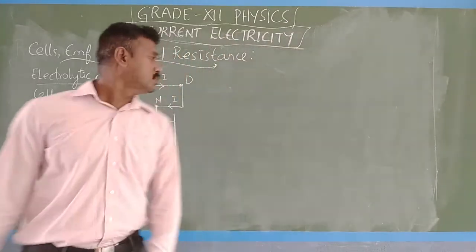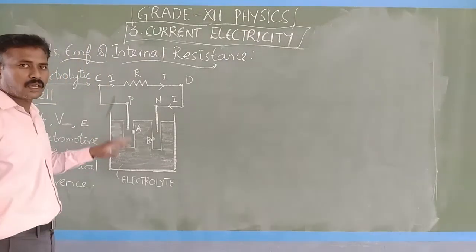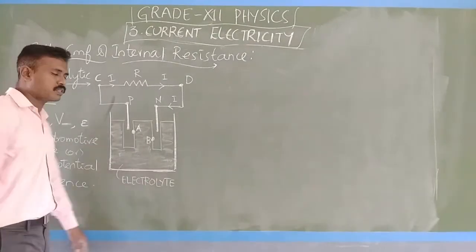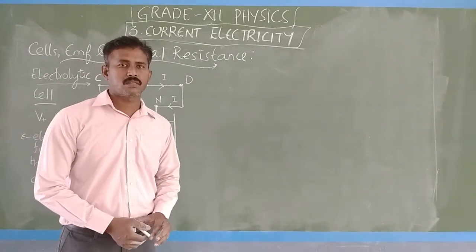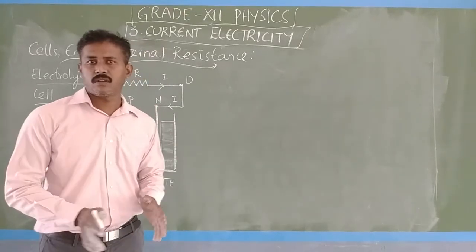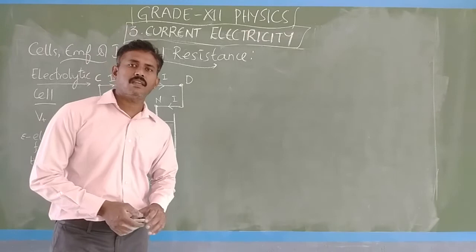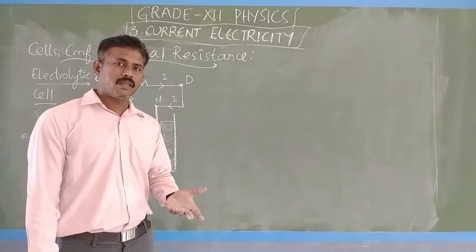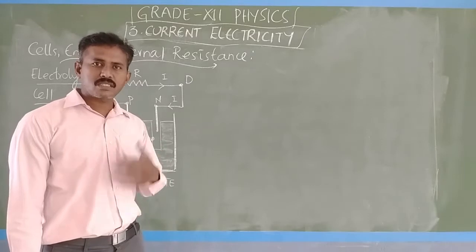Now I will show you an arrangement. I am taking an electrolytic solution. What is an electrolyte? An electrolyte is a solution that dissolves and has cations and anions. Initially it will be in a neutral state. For example, water is an electrolyte. Then if you add some sodium chloride in the water, it gets dissolved in it.